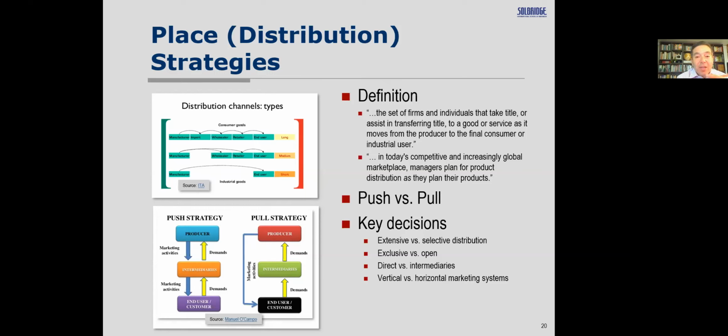Are you going to have a short distribution channel, or are you going to have a long distribution channel? Are you going to have direct to consumer, or are you going to have intermediaries? And then horizontal versus vertical marketing systems.